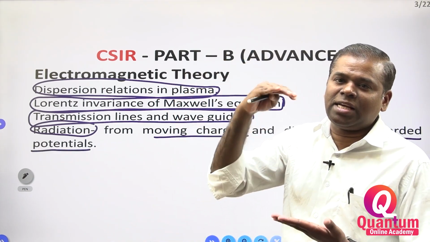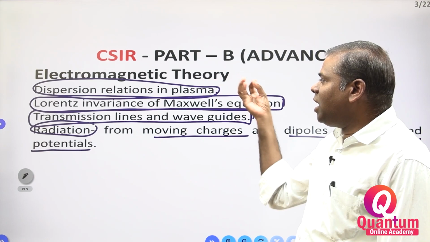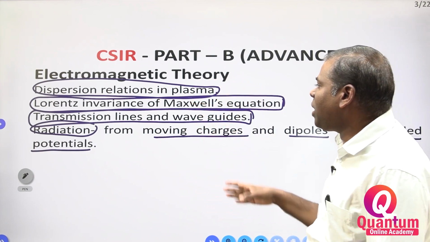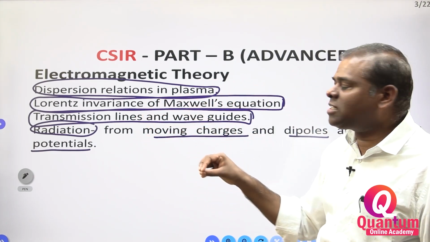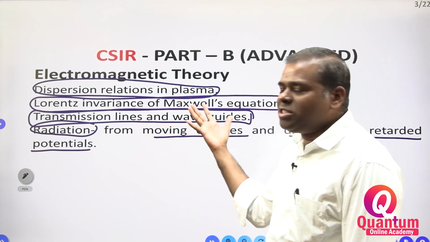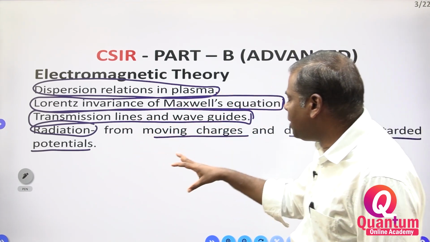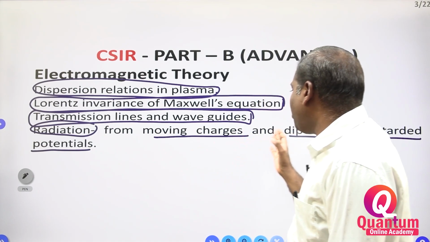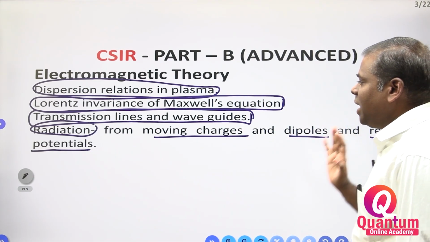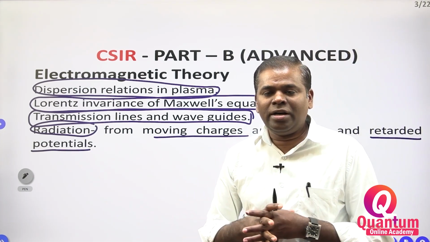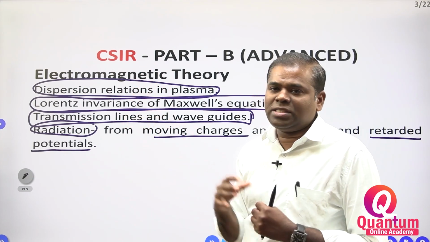This entire thing is advanced part only. There, dispersion relation in plasma is one part. Lorentz invariance of the Maxwell equations is another part. Transmission lines and waveguides is another, different part. Radiation from moving charges, dipoles and retarded potentials is another important part. These 4 parts are there.